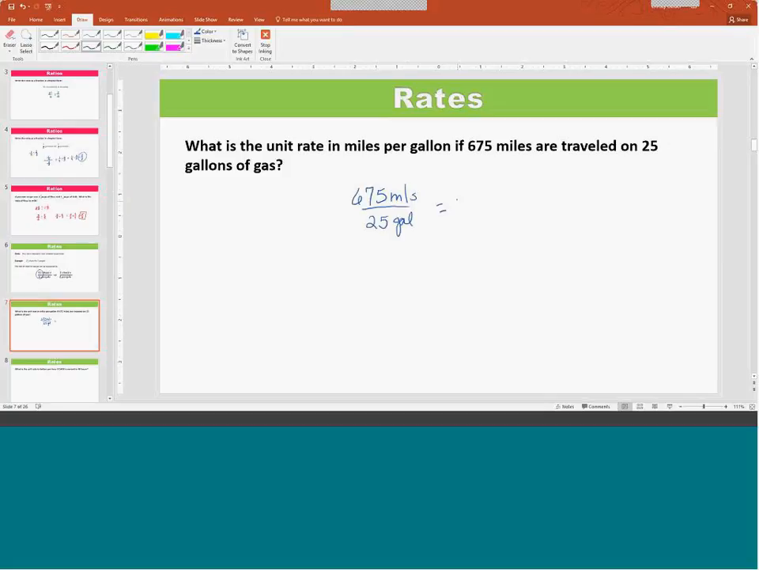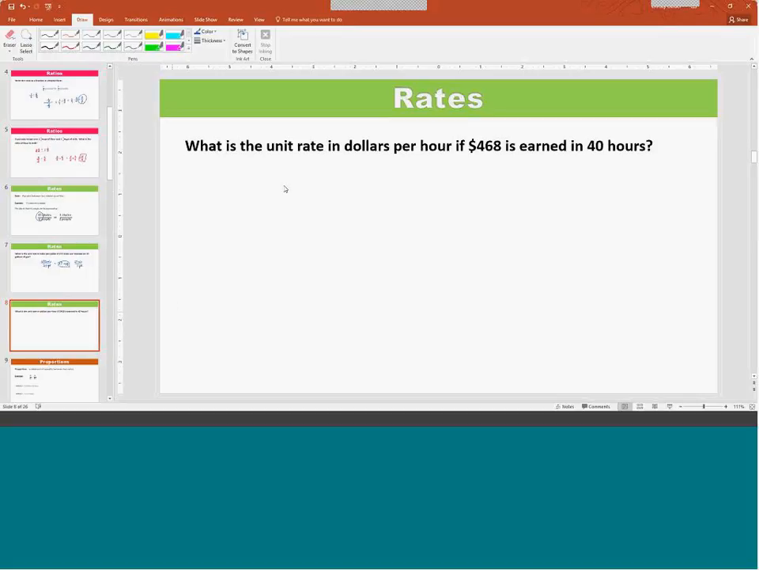And to simplify, we just divide. So 25 into 675, I believe, goes exactly 27 times. So that's 27 miles per gallon. And you could write it, this is not the simplest version, but in order to express it like we did at the beginning, 27 miles for 1 gallon of gas. And simplified, we know that 27 over 1 simplifies to just the whole number, 27. These are pretty straightforward.